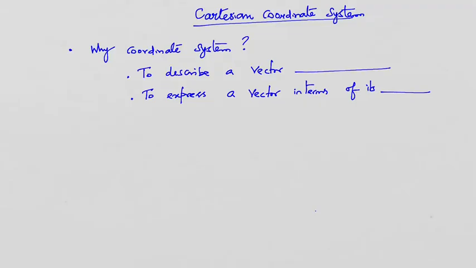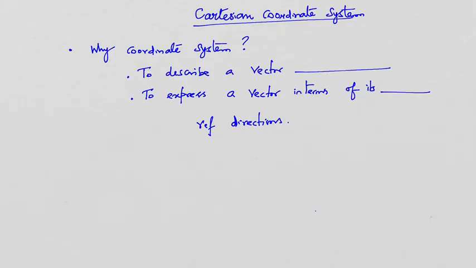Everyone, let's have a discussion on coordinate systems. To describe a vector accurately and to express a vector in terms of its components, it is necessary to have some reference directions. Such directions are represented in terms of different coordinate systems.